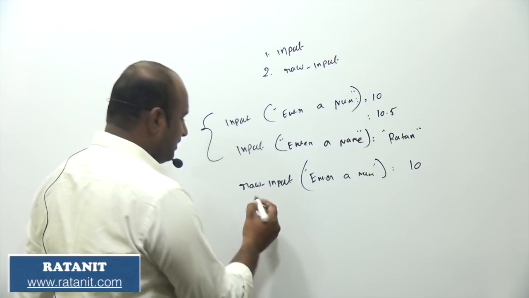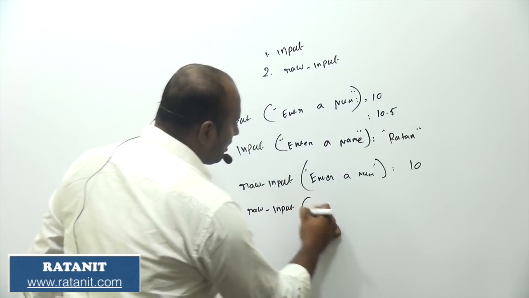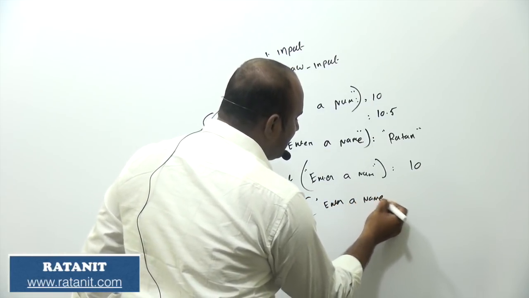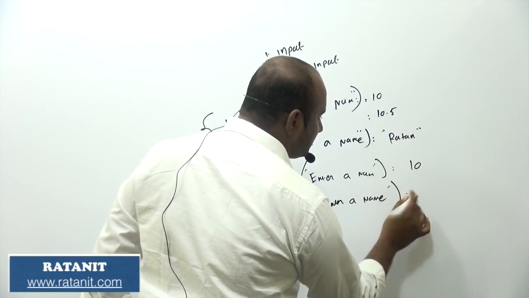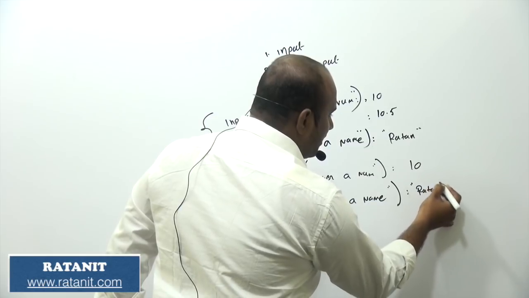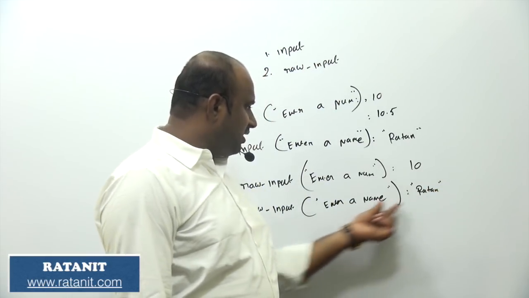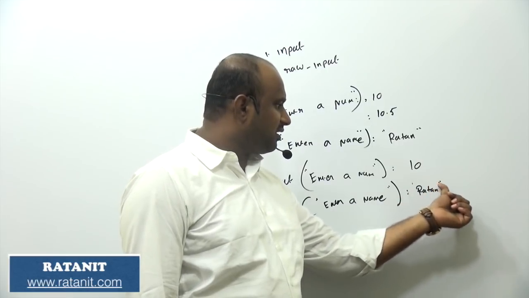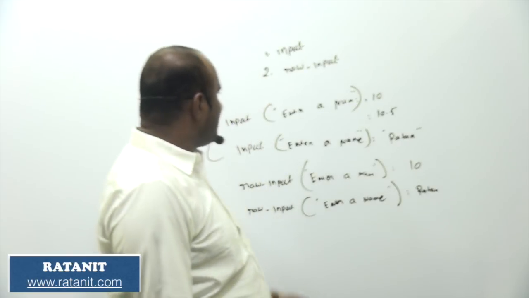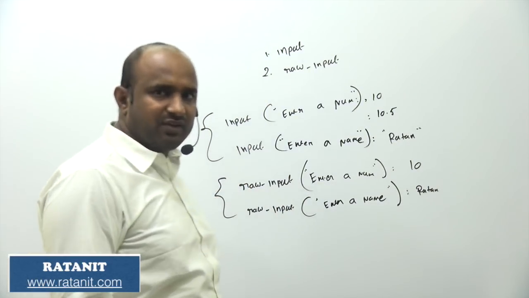Integer format, right? That's it. Otherwise, I will go for the raw input function. Raw input, enter a name. Enter a name means what? We entered some name, right? Within the single quotes I entered Ratan. Otherwise you can write within the double quotes also. So I entered Ratan, which is in string format. That is the main difference between the input function and the raw input function.